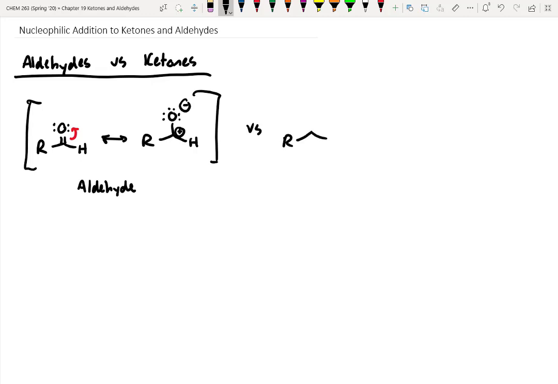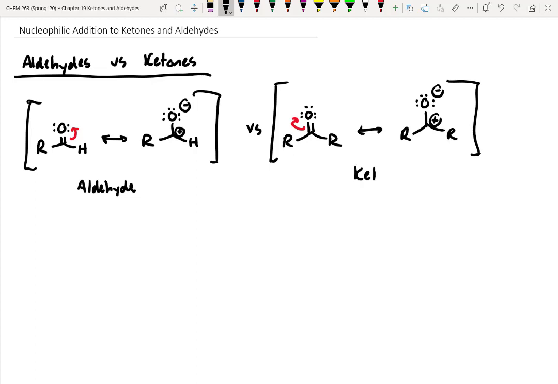And now let's compare that to our ketone. It's going to look remarkably similar, where again we can pull these pi bonded electrons up and onto this oxygen, giving the oxygen a negative charge and the carbon a positive charge, and this would be our ketone resonance structures. We know the resonance structures on the right for both of them are going to be minor contributors because they don't have full octets, but they're still valid resonance structures.